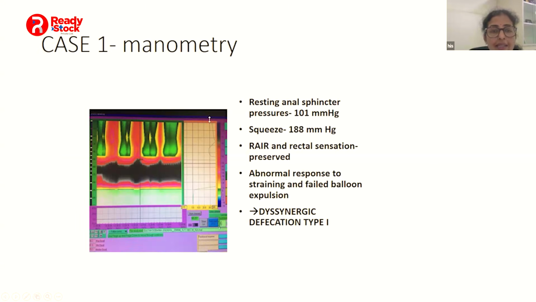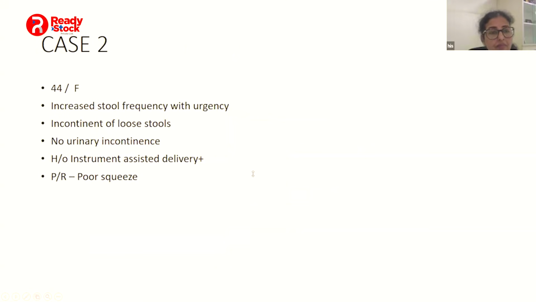If you look at the manometric parameters, resting anal sphincter pressure was about 101, high normal. Squeeze was 188. Rectal sensation was preserved, and RAIR was also well elicited. The only thing is, when the patient has adequately strained to pass stools, you can see a significant paradoxical contraction of the anal sphincter. So this will result in a failed balloon expulsion. Such patients do well with biofeedback therapy.